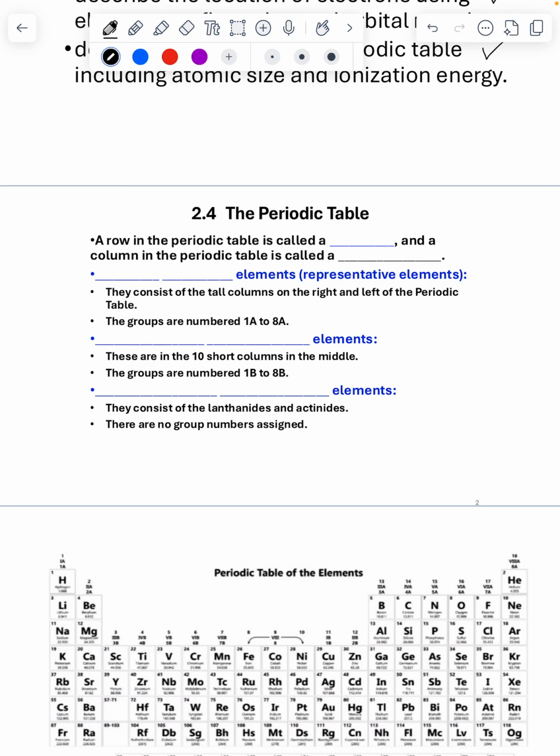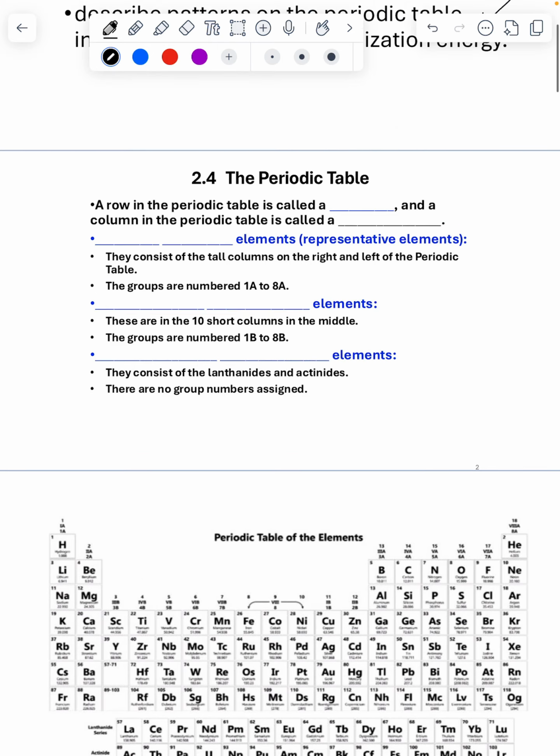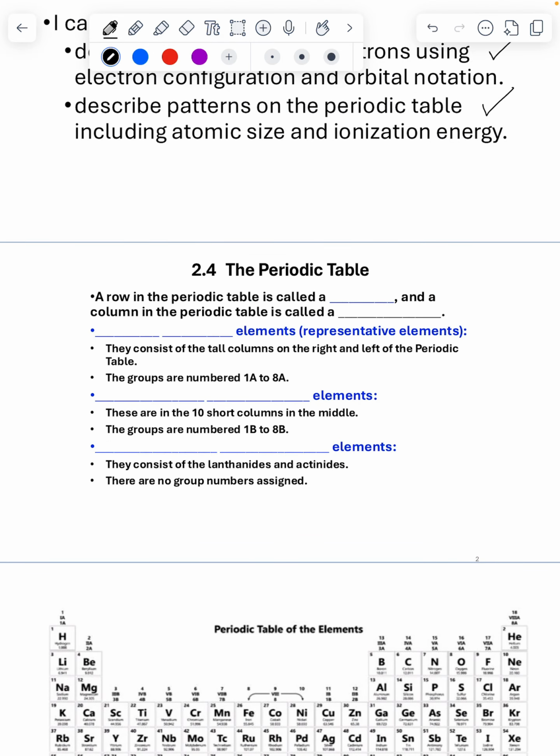So a little bit about the arrangement of the periodic table. Let me back up just a second. You want to make sure that you have your copy of the periodic table in front of you. If you haven't printed that out, now would be a good time to stop the video and do that. We're going to be labeling some things on the periodic table. All right, so let's go back to the arrangement of the periodic table.